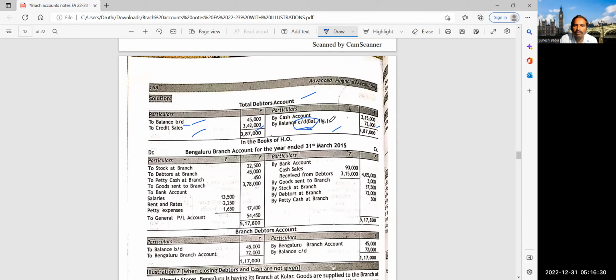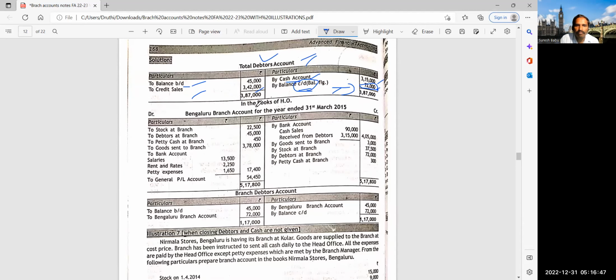Credit sales 3,42,000. Cash received from debtors by bank account 3,15,000. Here it is written cash, you can even write bank, 3,15,000. If you balance it, you get 72,000 rupees as closing balance of debtors. Now in the books of head office, Bangalore branch account for the year ending 31st March 2015. Very simple. Opening stock 22,500, opening debtors 45,000, opening petty cash. These are all opening assets; there are no opening liabilities, so you don't write them.